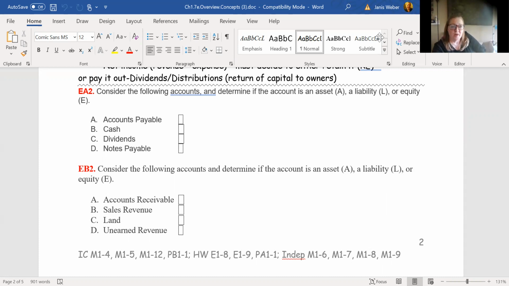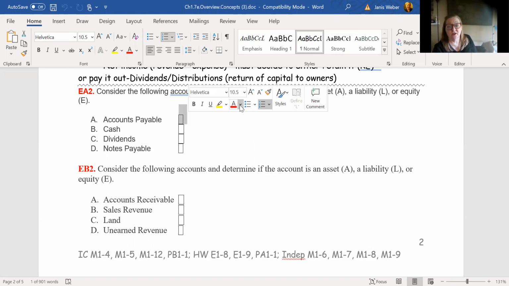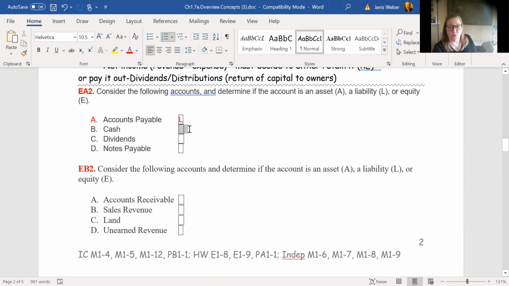This one, though, is EA2. And it said, consider the following accounts and determine if the account is an asset, a liability, or equity. So we're just going to use the ALE. For right now, since we're only classifying in 3 ways, asset, liability, or equity, equity would include revenue and expense, because ultimately they are part of equity. Okay, so accounts payable. Remember, I told you liabilities are generally going to say something like payable or due. And then cash is an asset. It's a resource of the company.